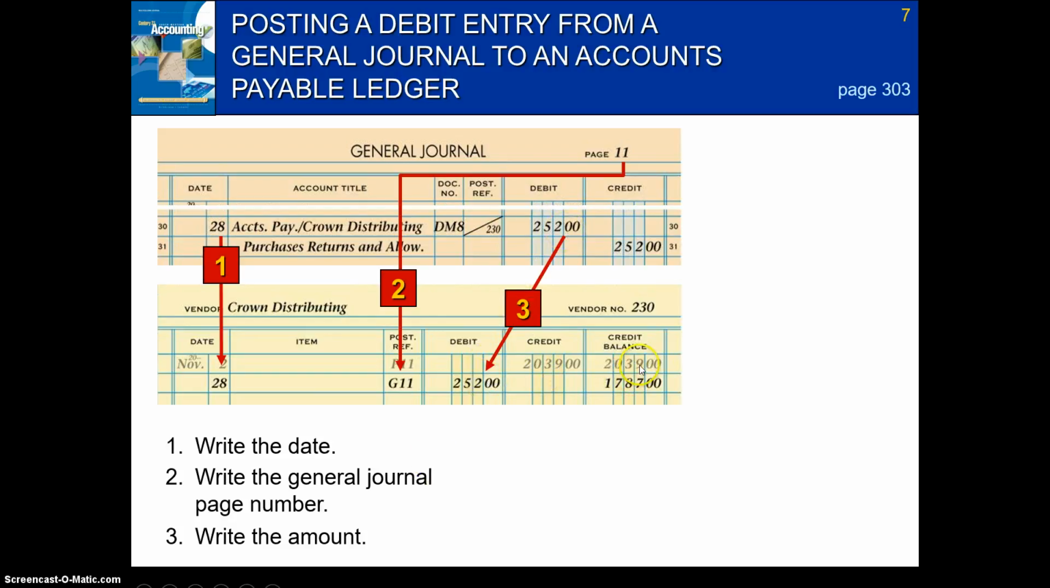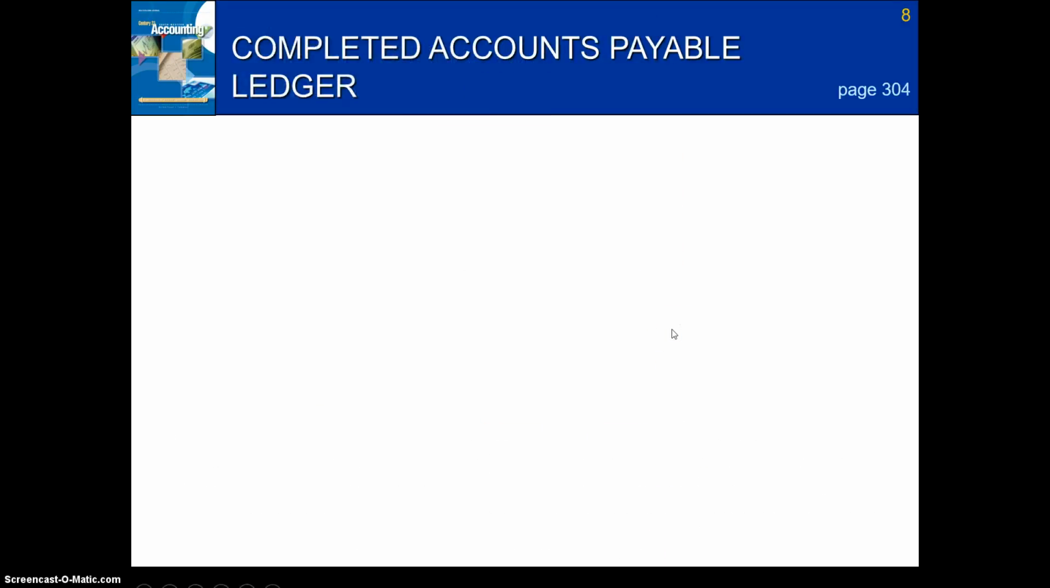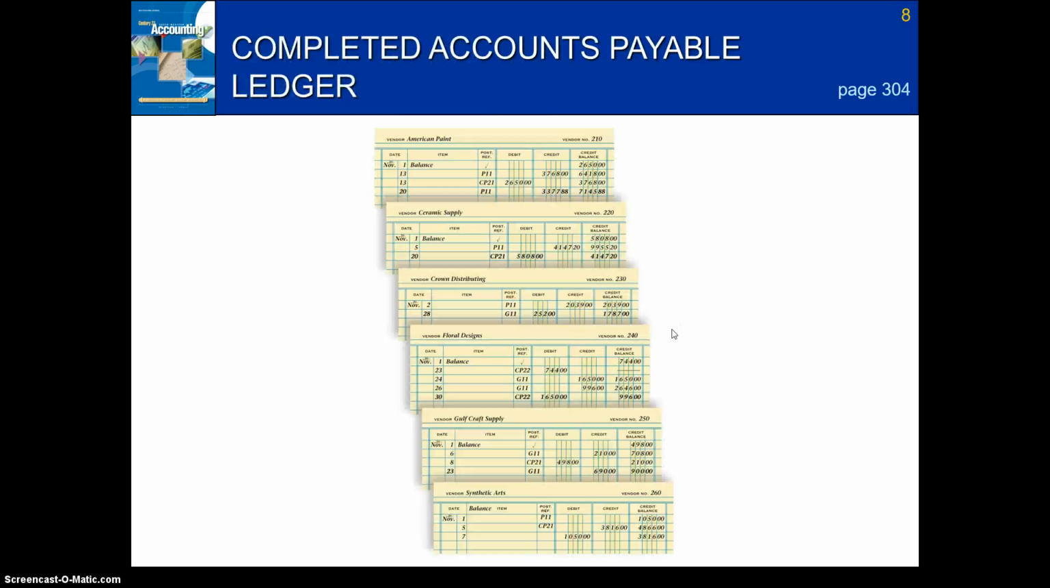This time we had a credit balance. Now we have a debit balance. So we're going to have to subtract that. Remember, if they're different, a credit and a debit, we subtract. So we subtract the two. The credit was the bigger number, so it goes in the credit column. Okay, and then we're going to show we're done, we're going to take the vendor number, number 230, and put it back up in the post reference column.